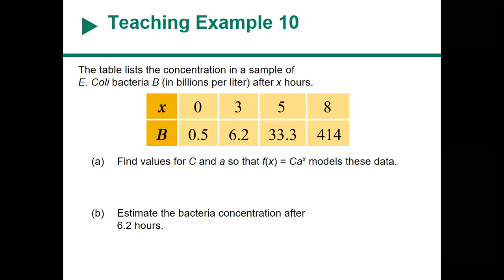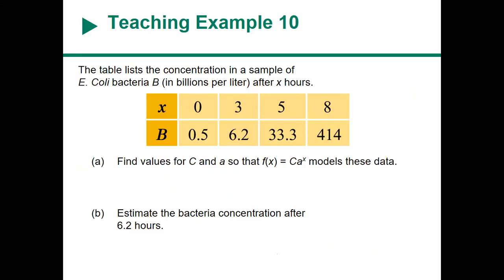Let's look at another problem. The table lists the concentration in a sample of E. coli bacteria B in billions per liter after X hours. At 0 it has 0.5, at 3 hours 6.2, at 5 hours 33.3, at 8 hours 414. Find the values for C and A so that we can create a model.